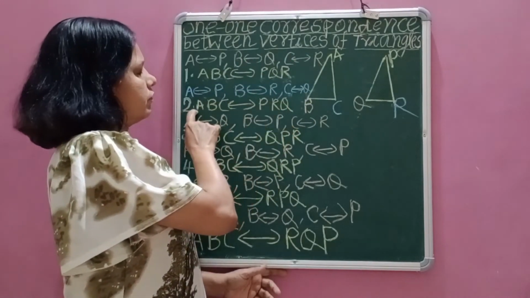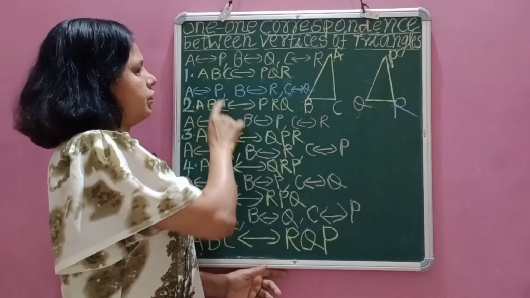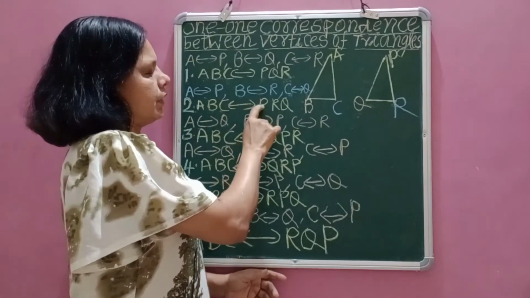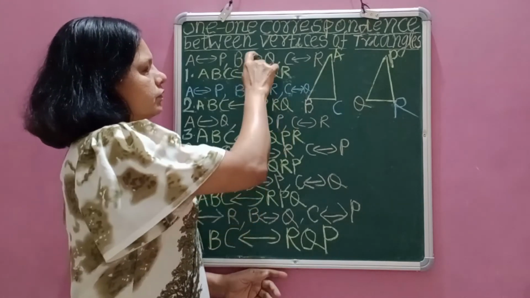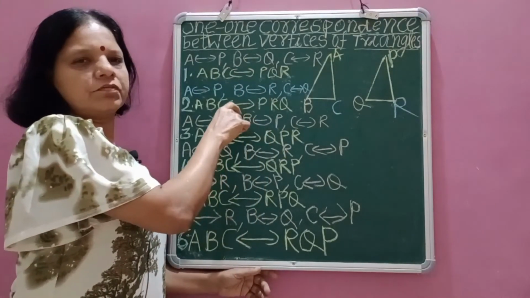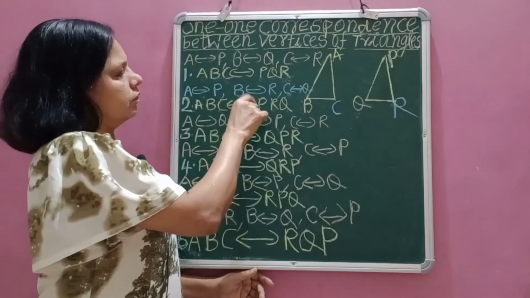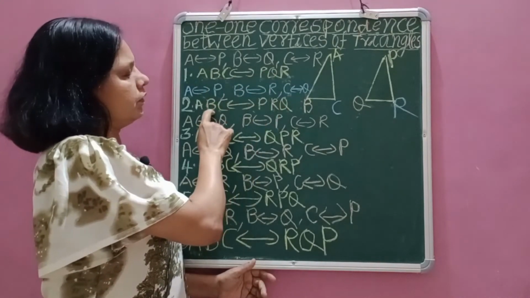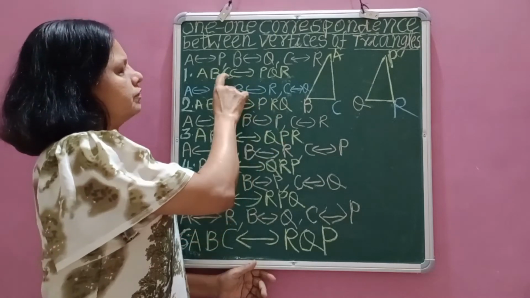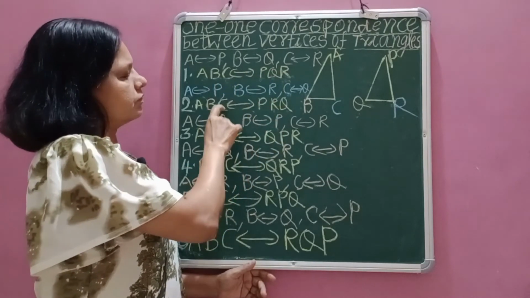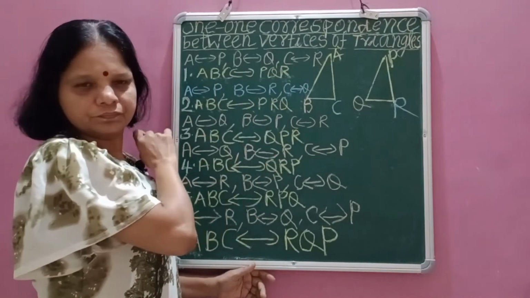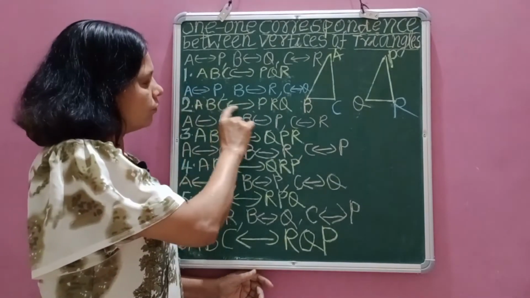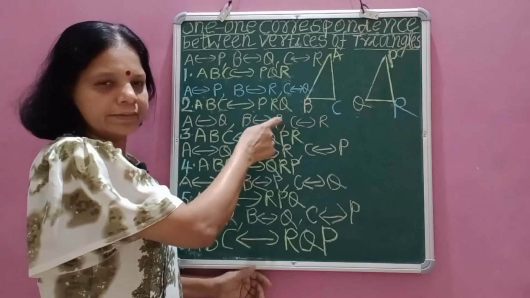So altogether, how can we write? Here ABC only, ABC corresponds to PRQ. What is the difference between the first and second possibility? In the first, B corresponds to Q; here B corresponds to R. And C corresponds to R in the first; here C corresponds to Q. That is the second possibility. In the same order, you have to write the vertices in both triangles.